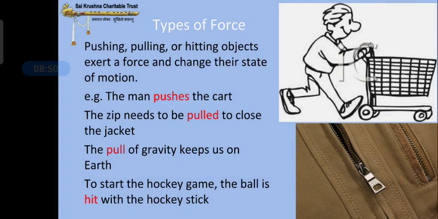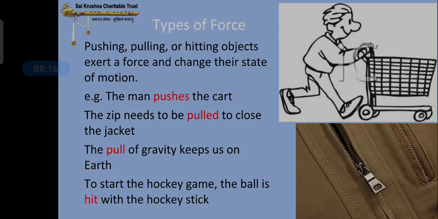Types of force: pushing, pulling or hitting objects exert a force and change their state of motion. Example, the man pushes the cart, the zip needs to be pulled to close the jacket, the pull of gravity keeps us on earth. To start the hockey game, the ball is hit with the hockey stick. Yes or no? So pushing, pulling or hitting on an object is called a force.